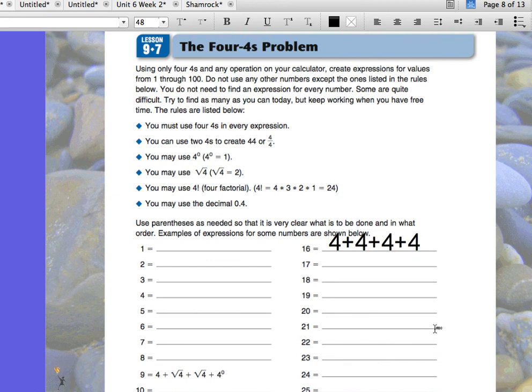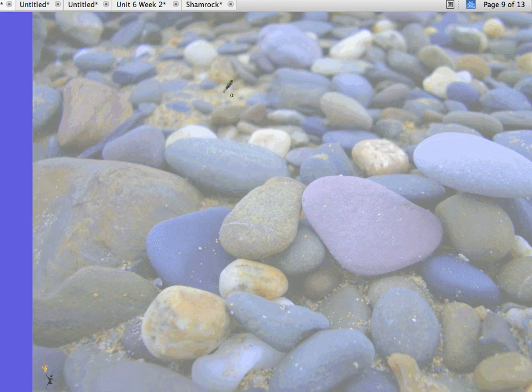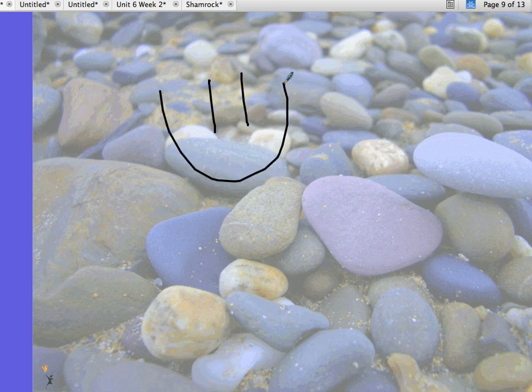You just have to use your brain and all of your knowledge. Really be thinking about factorials, square roots, exponents, creating 44, using parentheses, using all that you know. And that is all that your lesson is on today. As we look at the Earth's surface and how much water there is, we're also playing with our brains to see how we can get to certain numbers just by using the number 4.